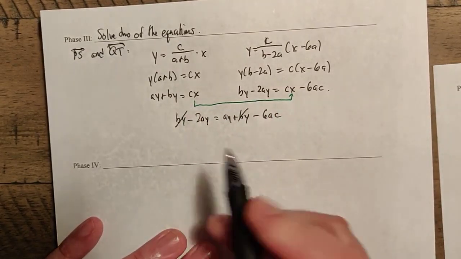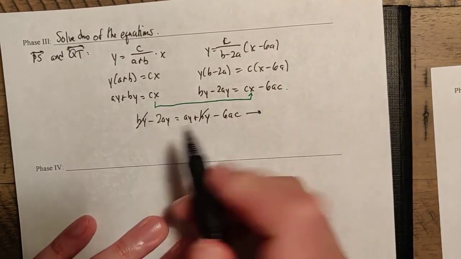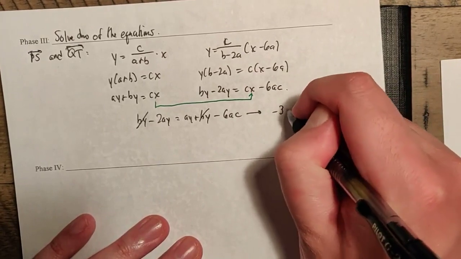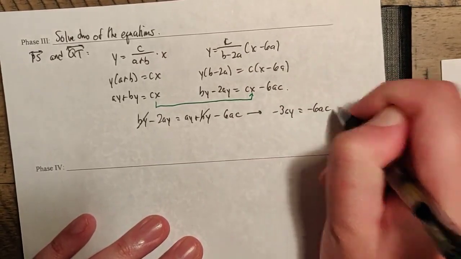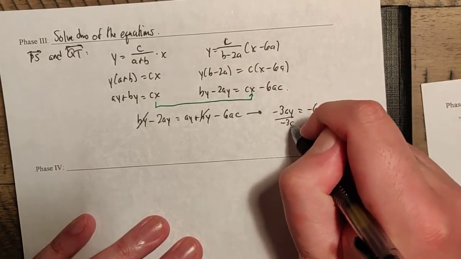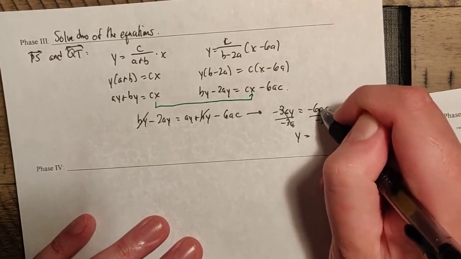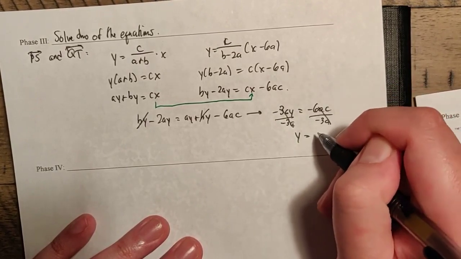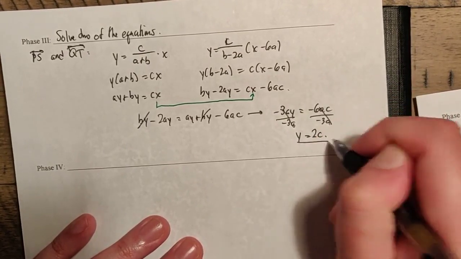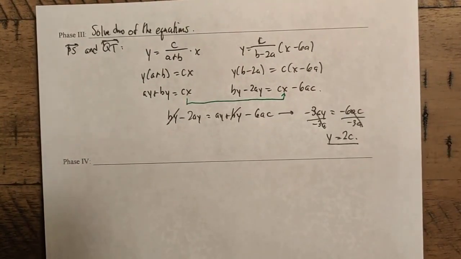And then I can gather this on the left-hand side. So I can subtract ay from this side and subtract ay from this side and get negative 3ay equals negative 6ac. That is fantastic, because remember I was solving for y. Now I can divide both sides by negative 3a. And when you do, you get y equals, and the a also vanishes, negative 6 divided by negative 3 is a positive 2, so we get a very nice y equals 2c. Very unexpected, but it works out really well.